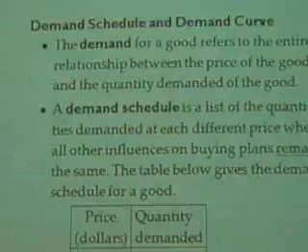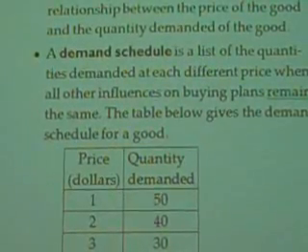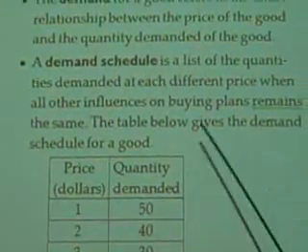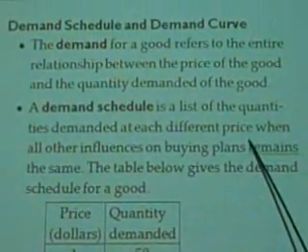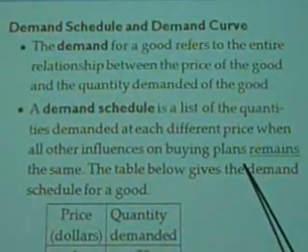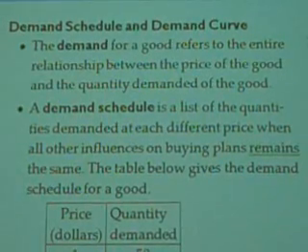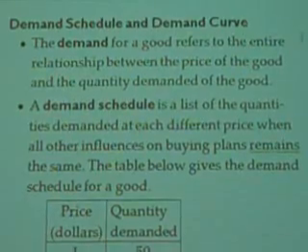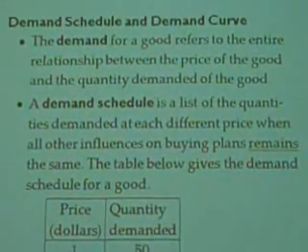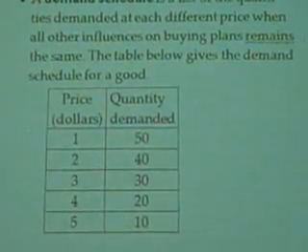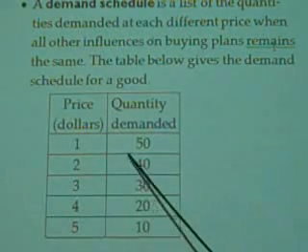You can look at a demand schedule. Demand schedule is simply the list of the quantities demanded at each different price when all other influences on buying plans remain the same. So here's a standard chart, and it's all hypothetical, of a price in dollars, 1 through 5, and then the quantity demanded.